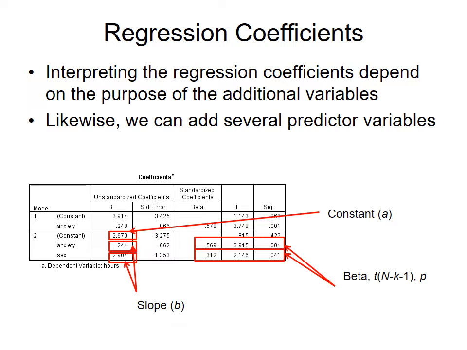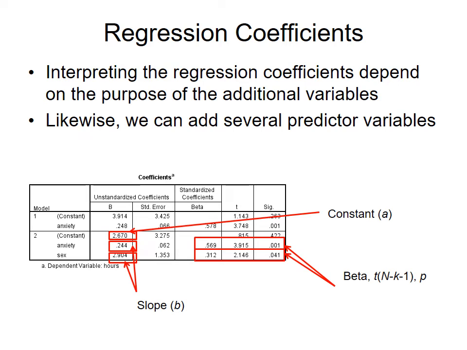So looking at SPSS, the regression coefficients are what we're actually interested in. So those are the information that we're looking at. The interpretation of regression coefficients does depend on the purpose of the additional variables. So we can have several predictors in a block. So for example, in this case, we have a couple of models that we're looking at. The first model only had a single predictor in it, anxiety. The second model has a constant, anxiety, and sex. So we've added an additional variable.